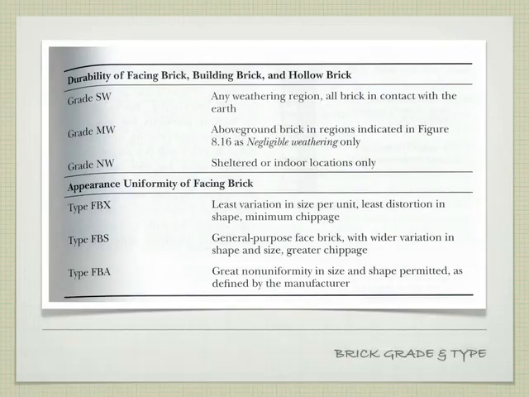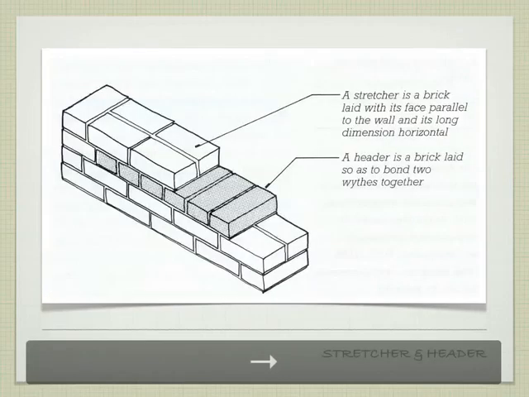And so we have our grades and our types here. This is the kind of thing that you can look up. I'm not going to ask you on a test, true or false, type FBX is the least variation per unit. That's too specific. I want you to have an understanding that there are types and grades, but the specifics don't matter, okay?